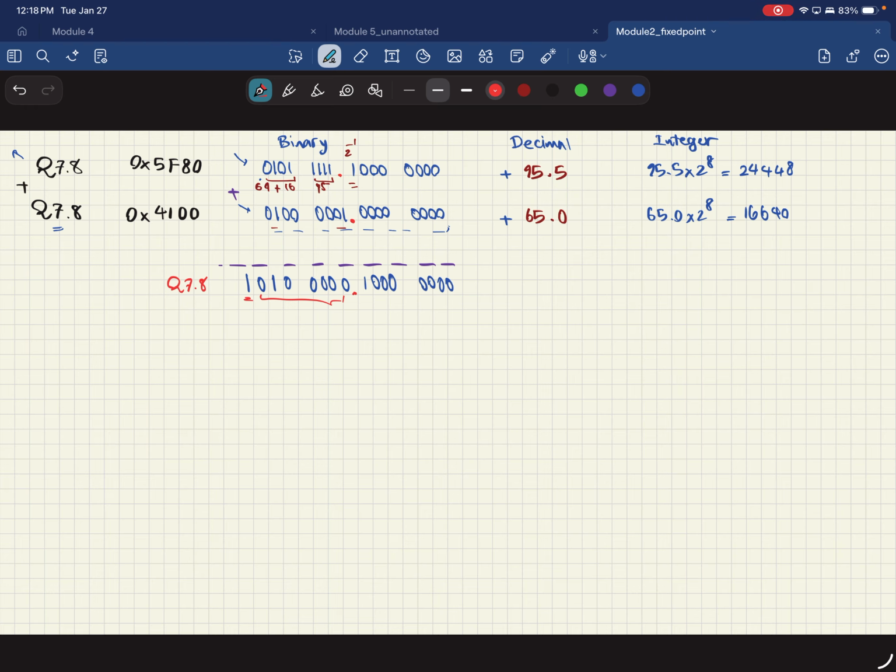So in the representation of Q7.8, what number is this going to be? First of all, it's a negative number, so we have to calculate the 2's complement. For the 2's complement, I have to flip all of the bits, and then add 1. So 0, 0.